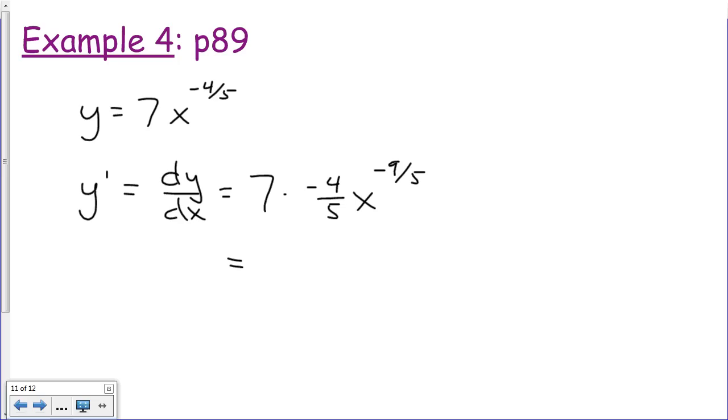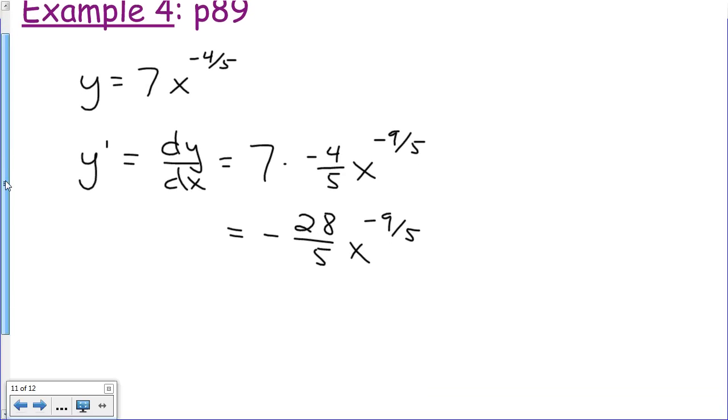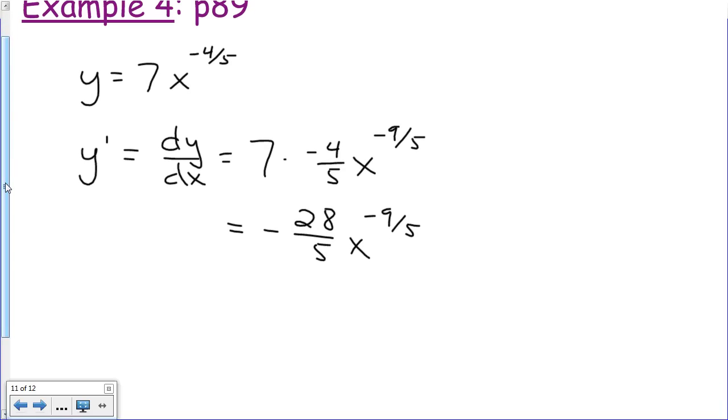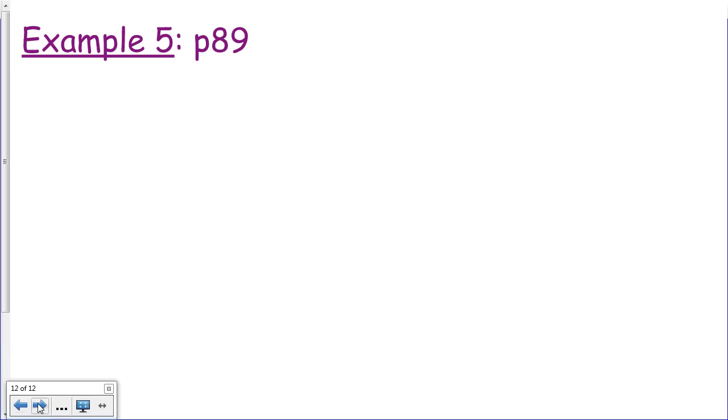And again, I would suggest that we combine our constants there. You could do that all in one step as you're writing it out, but we have 7 times a negative 4/5. You could write that as a negative 28 over 5, x to the negative 9/5. Or if you want to, you could simplify the negative 28 over 5. That would simplify to a negative 5.6, x to the negative 9/5. All right. There's just seeing some of that new notation show up there, as well as using some properties we've used in the past. Let's take a look at one last example here.